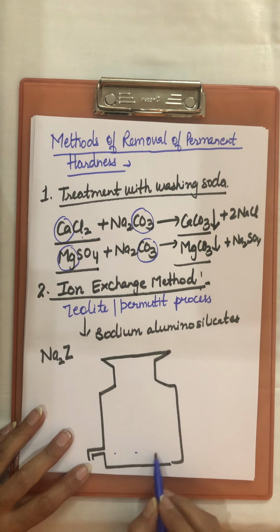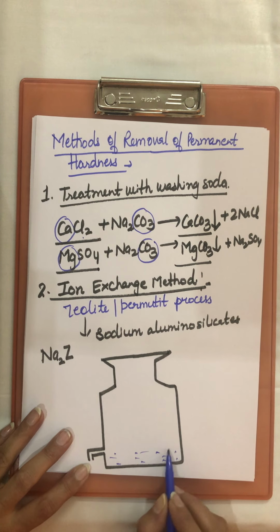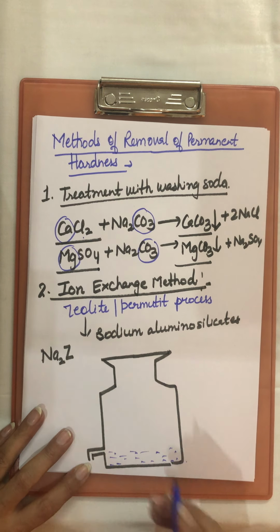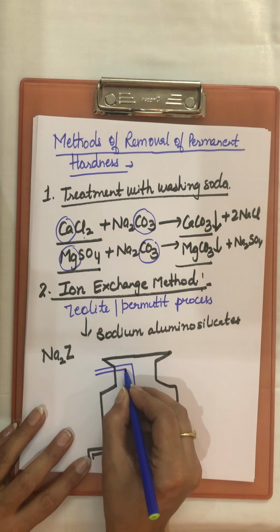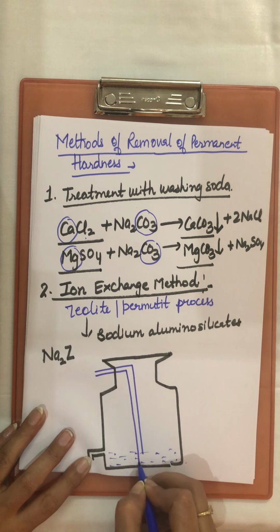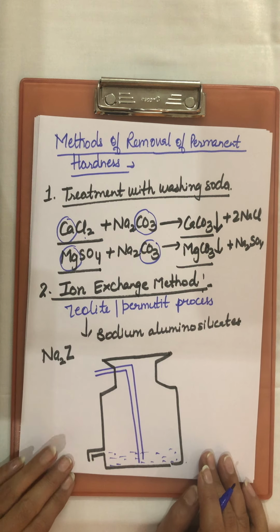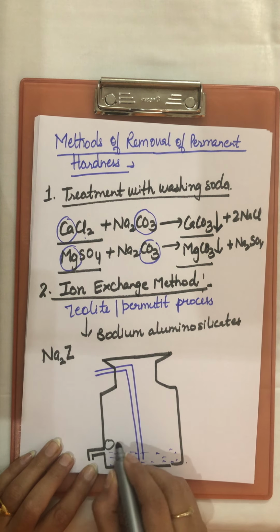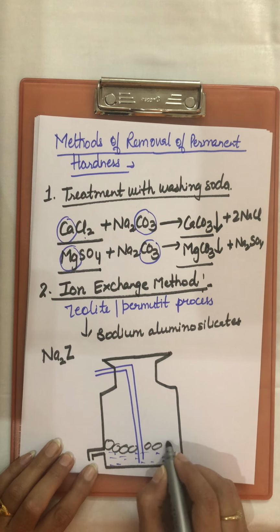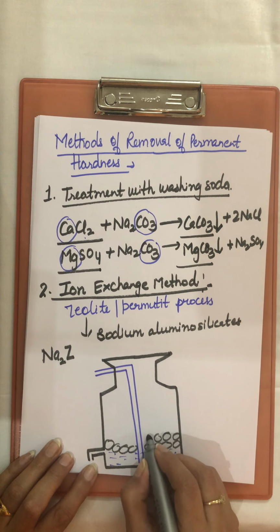At the bottom we will add the water here, permanently hard water from the top. From here the permanently hard water is there at the bottom part of this big tank. Then on the top of this we are packing small stone pieces, that is gravel is packed here.